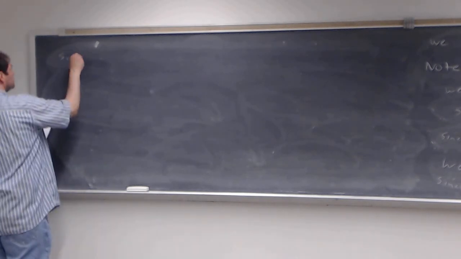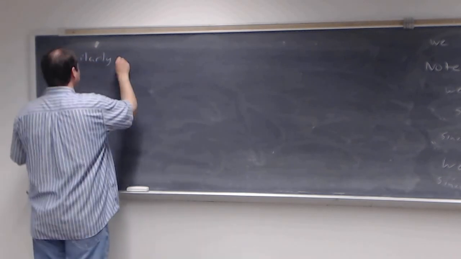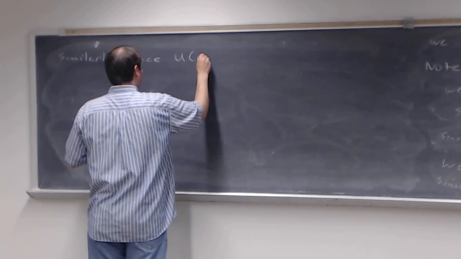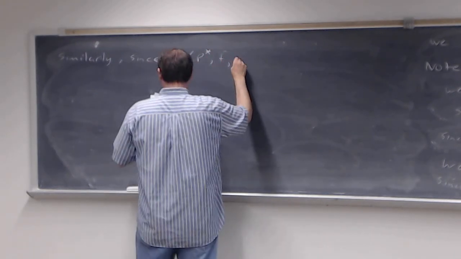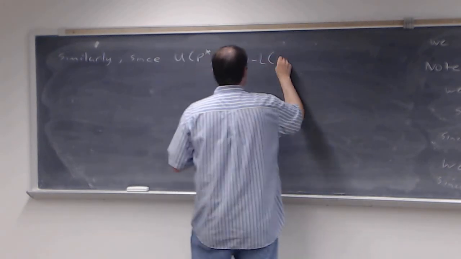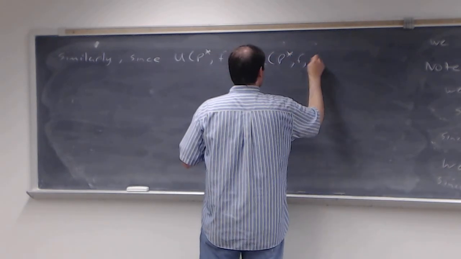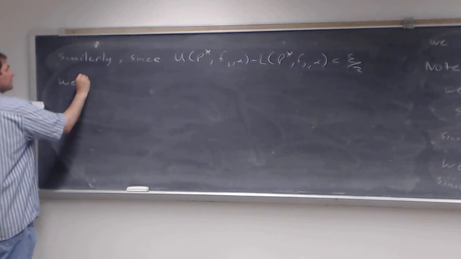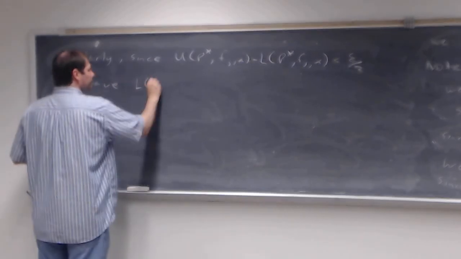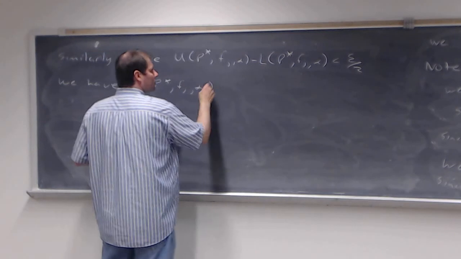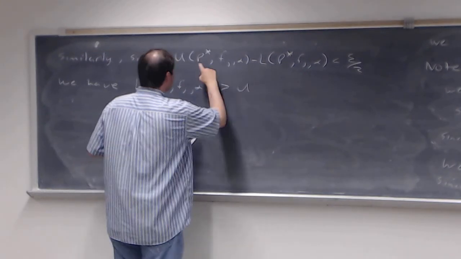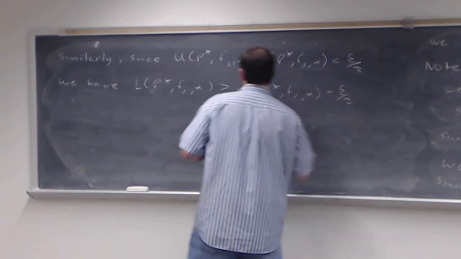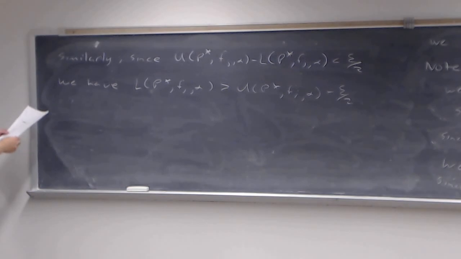Okay, similarly, since the upper sum of p star f sub j alpha minus the lower sum p star f sub j alpha is less than epsilon over 2, we have that the lower sum is going to be greater than the upper sum, so the upper one is small right here, minus epsilon over 2.